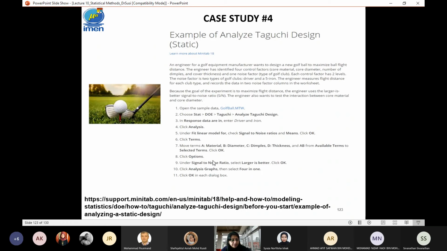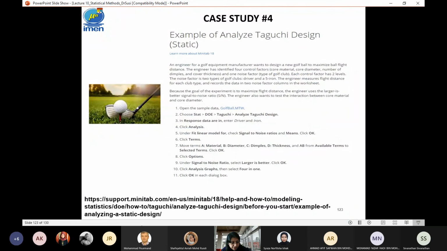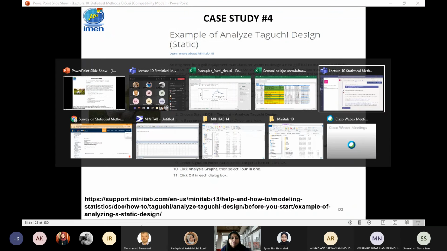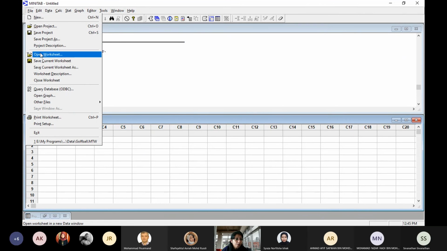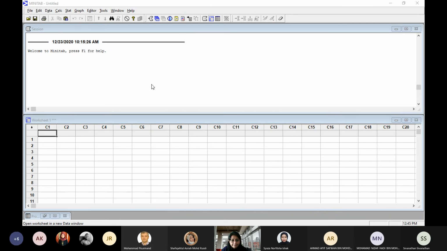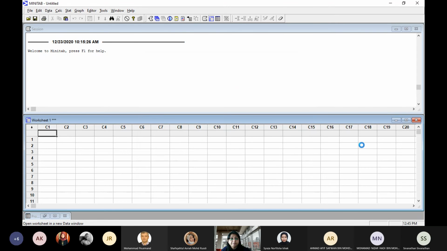Okay, so if you open this in Minitab, I'll go ahead and do it in my version 14. This is Minitab version 14. Your trial version, if you downloaded version 19, does not work actually. So I'm going to open worksheet. If any of you want to get this Minitab version 14, it's a bit old, but it still works. You can come and see me and I'll be happy to give it to you. So, golf ball. We open it.